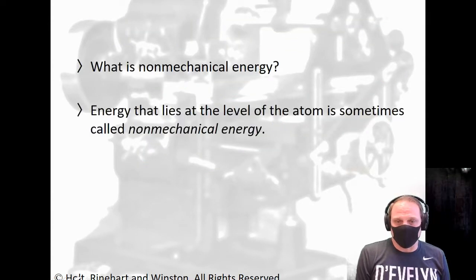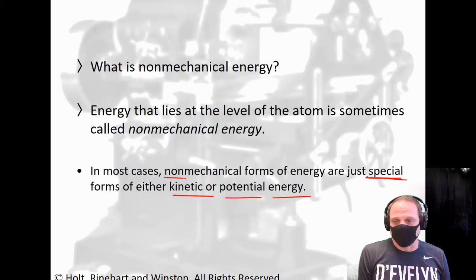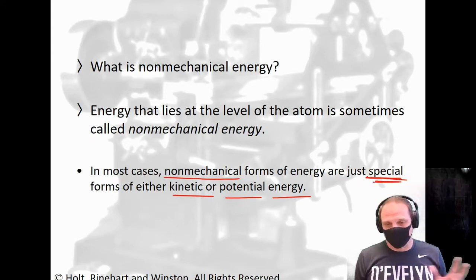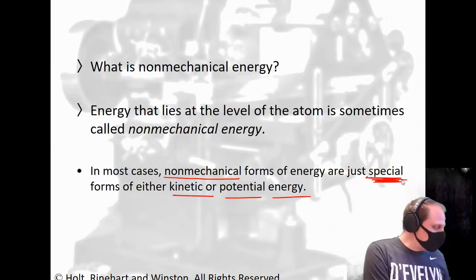Let's look at some of the non-mechanical energy types, okay? Down at the level of the atoms, we want to think about the fact that these are special types of kinetic or potential energy, right? Non-mechanical forms are just going to be special. They're still kinetic energy. They're still potential energy. They're just special, not the stuff that you'll look at and see. It's going to be much smaller stuff.